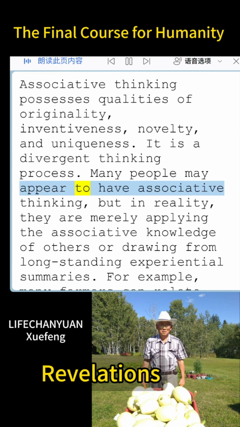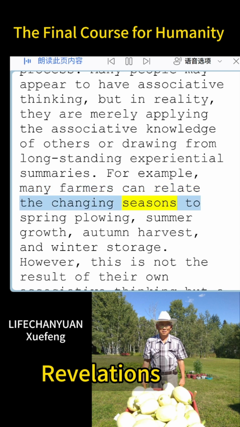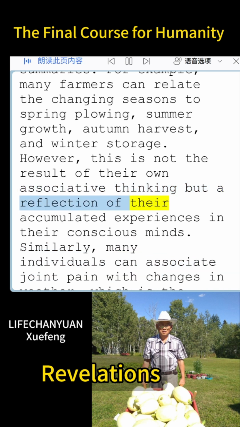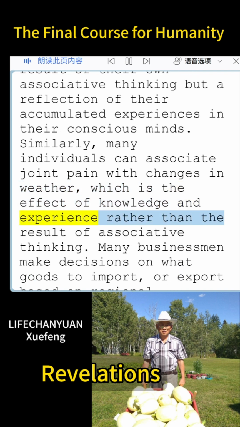Many people may appear to have associative thinking, but in reality, they are merely applying the associative knowledge of others or drawing from long-standing experiential summaries. For example, many farmers can relate the changing seasons to spring plowing, summer growth, autumn harvest, and winter storage. However, this is not the result of their own associative thinking but a reflection of their accumulated experiences in their conscious minds. Similarly, many individuals can associate joint pain with changes in weather, which is the effect of knowledge and experience rather than the result of associative thinking.